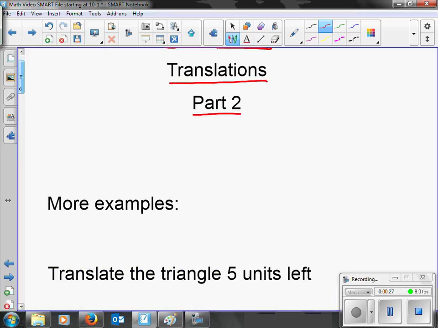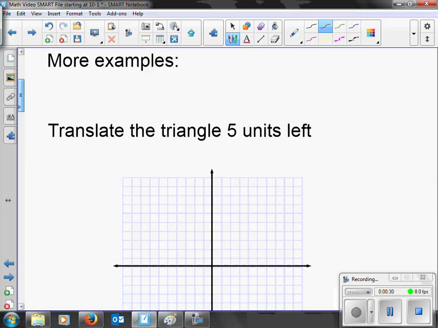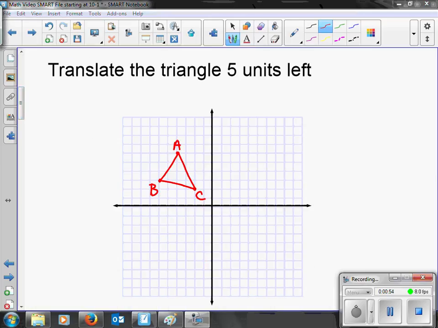Okay, so we have to translate the triangle, which I did not draw. So let's draw that right now. Okay, and we're just moving the triangle 5 spaces to the left. So here's my triangle. Okay, triangle A, B, C. So with this triangle, let's first find our coordinates, where coordinates means where it's located.